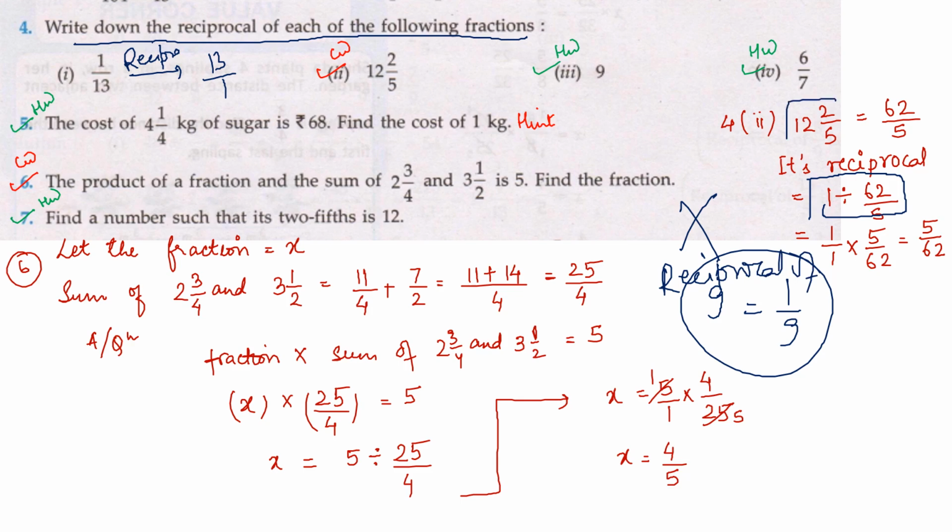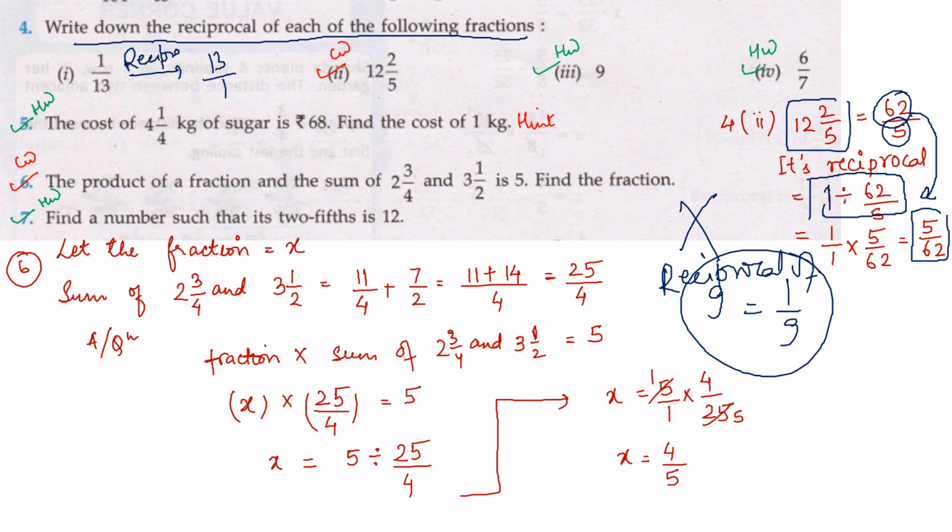So let us see the second part. 12 whole 2 by 5, that is equal to 12 fives are 60 and plus 2, that is 62 by 5. So its reciprocal will be obtained by dividing 1 divided by 62 by 5. So 1 by 1 into 5 by 62. That's how we got the answer. Anyways, you know that the reciprocal of 62 by 5 is 5 by 62. But these are the proper methods. So now third and fourth as your homework.